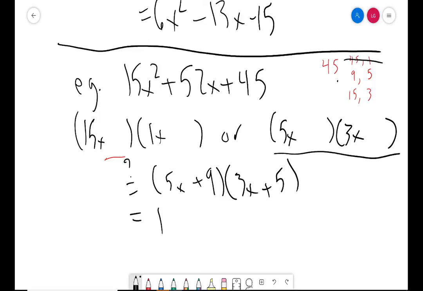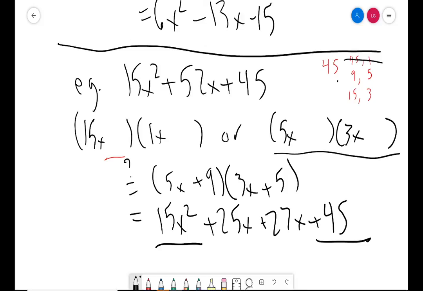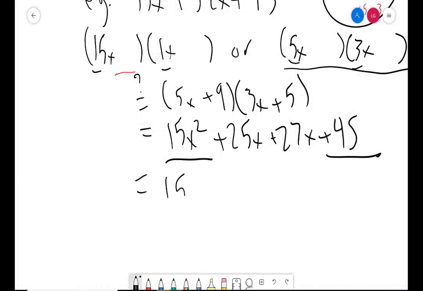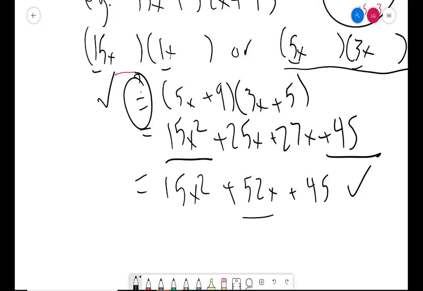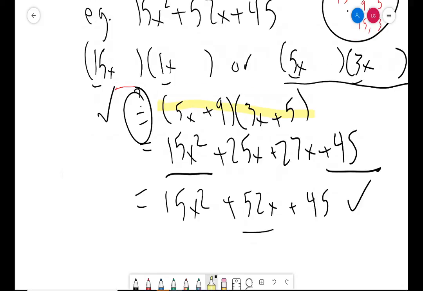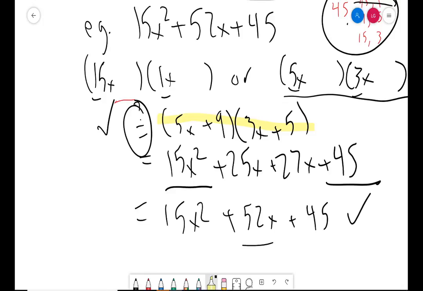Well, 5x times 3x, 15x squared, plus 25x, plus 27x, plus 45. Now, we shouldn't be at all surprised by these two being right. That's how we decided it's one of these, and it's one of these. And the question is, is the middle going to add up to the right number? And in this case, yes, it is, that 52. So that's a check. That's true. This is the answer to factoring 15x squared plus 52x plus 45.